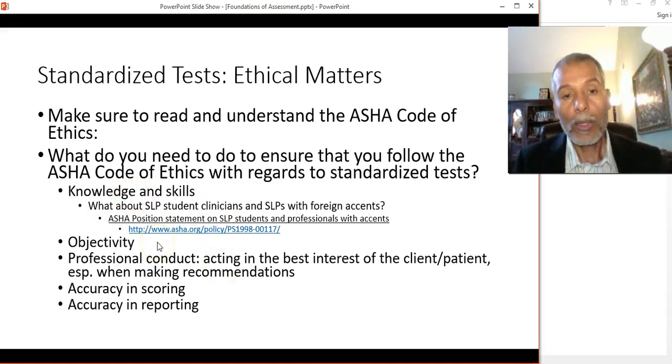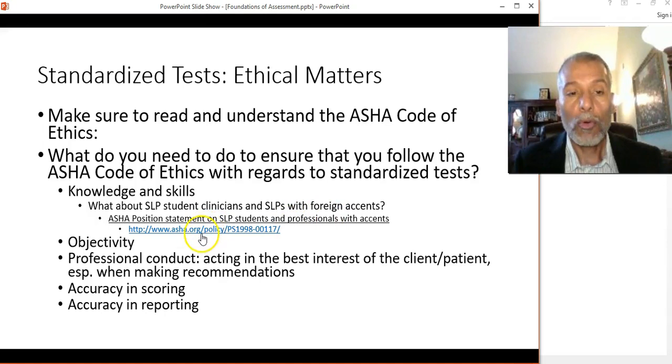So how about people who have accents, as a student clinician or a student in speech language pathology, or a foreign student, or someone like myself, or any clinician who has a foreign accent?